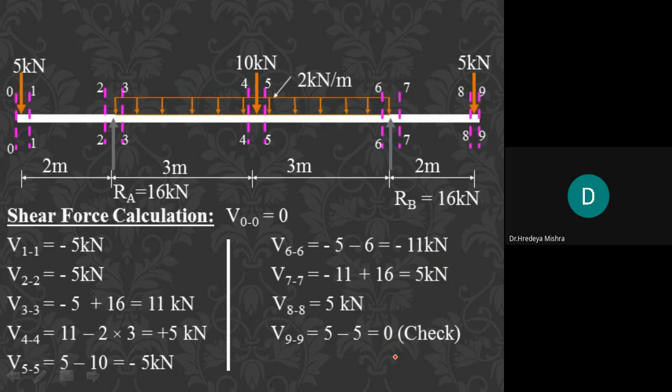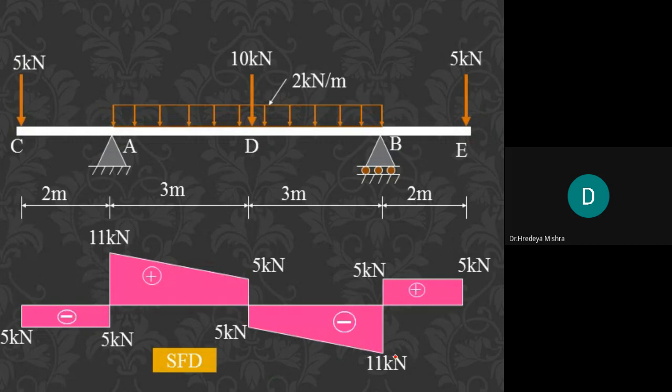Okay. So here now we go to draw the shear force diagram. See here, minus 5 kilonewton, then positive 11. Here 5 kilonewton, and here 5 kilonewton, plus minus the same value we get here. 5 kilonewton minus 11 kilonewton, and then 5 kilonewton to 0. Okay, these are the values and we show them in the diagram.